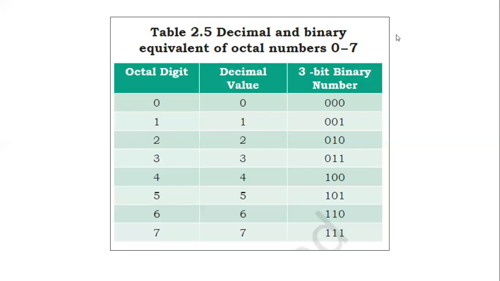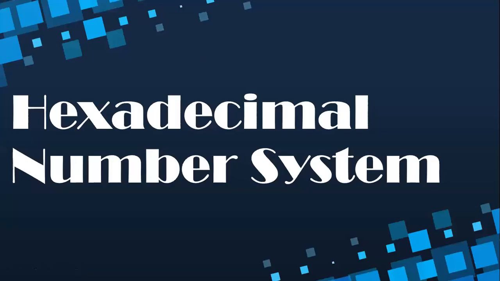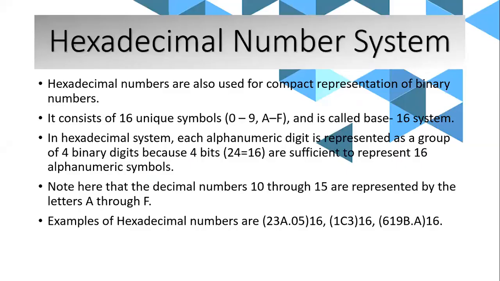Okay, so that brings us to the end of octal number system. Now we will learn hexadecimal number system. Hexadecimal means, hexa means 6, decimal 10, 10 plus 6 is 16. This number system has a base number of 16. Okay, hexadecimal numbers are also used for compact representation of binary numbers. It consists of 16 unique symbols. We use all the digits from 0 to 9. We also use the alphabet A to F. And this is also called a base 16 system.